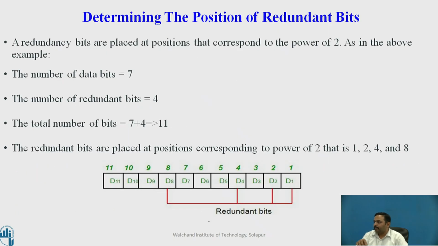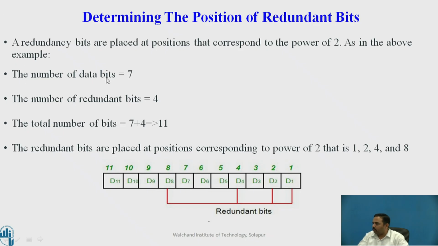Now, determining the positions of the redundant bits. As we discussed, they are powers of 2. 2 raised to 0, which is 1, so we add the parity bit R1 at the first position. 2 raised to 1, which is 2, so R2's position. 2 raised to 2, the fourth position, and 2 raised to 3, the eighth position.